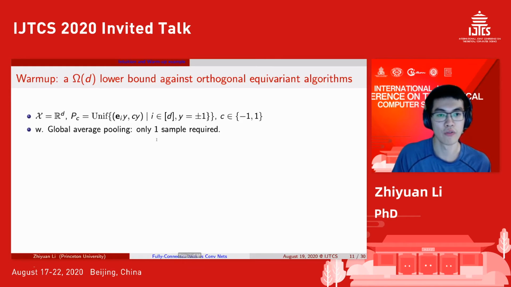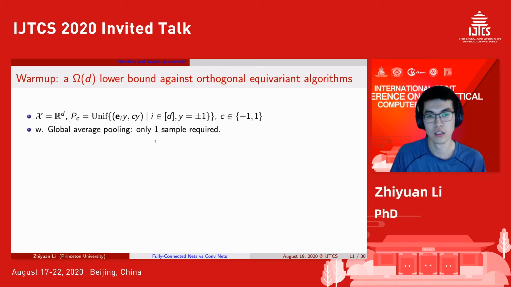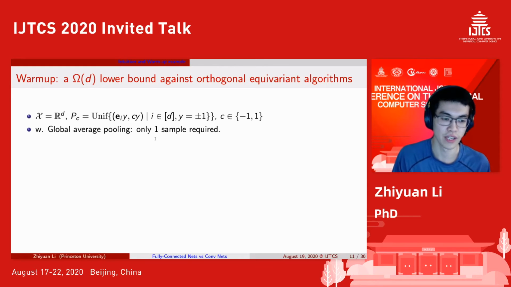Okay, so if we have global average pooling, which means we can first take the sum over all the coordinates of x_i, then we just need one sample, because in that case, the ratio of y over the sum of x_i can directly tell you what the value of c is.